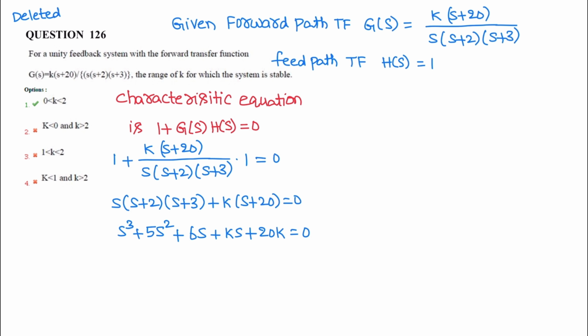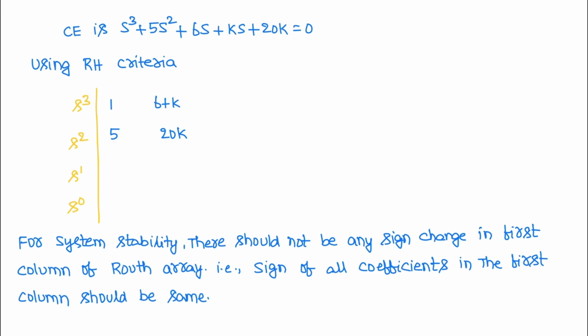Rearrange the expression, we will get the characteristic equation as s cube plus 5s square plus 6s plus ks plus 20k. That is s cube plus 5s square plus s into 6 plus k plus the constant term 20k is equal to 0. So for this characteristic equation, apply RH criteria to find the k value. By using RH criteria, arrange s cube, s square, s power 1 and s power 0. Arrange the coefficients: 1, 6 plus k, and then 5, 20k.